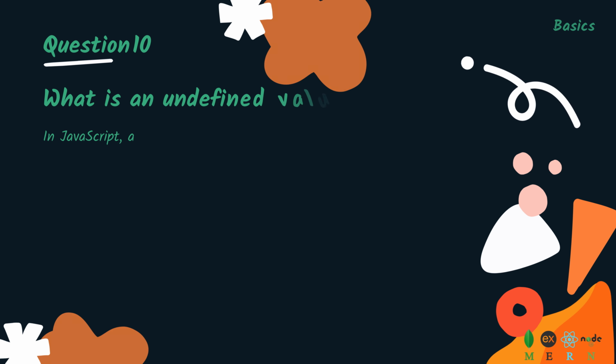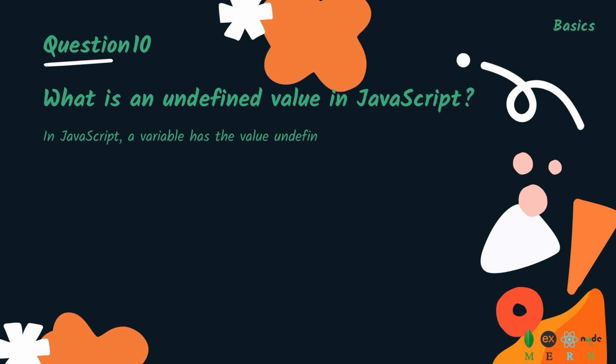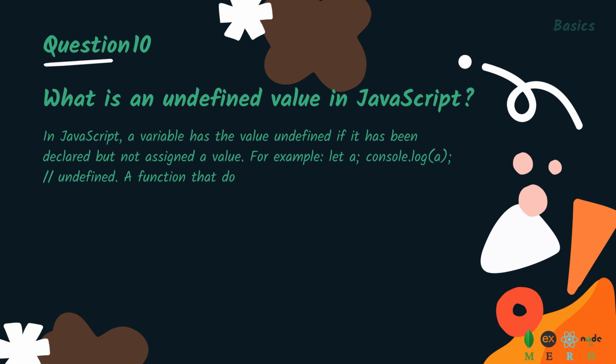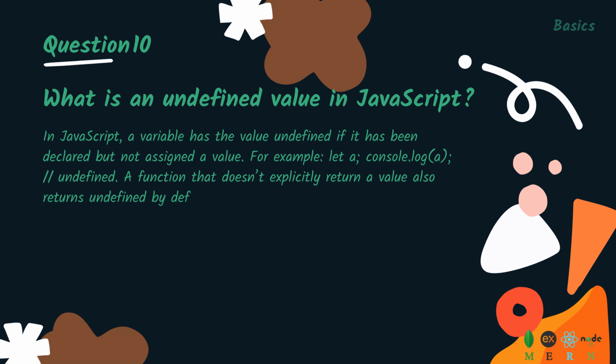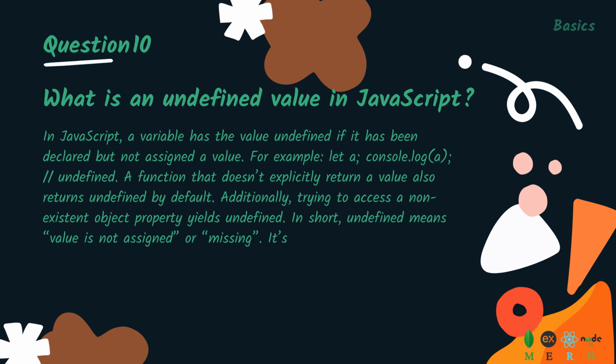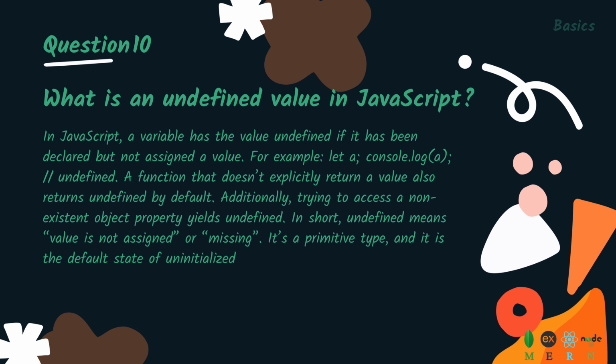What is an undefined value in JavaScript? In JavaScript, a variable has the value undefined if it has been declared but not assigned a value. For example, let a; console.log(a) prints undefined. A function that doesn't explicitly return a value also returns undefined by default. Additionally, trying to access a non-existent object property yields undefined. In short, undefined means value is not assigned or missing. It's a primitive type, and it is the default state of uninitialized variables.